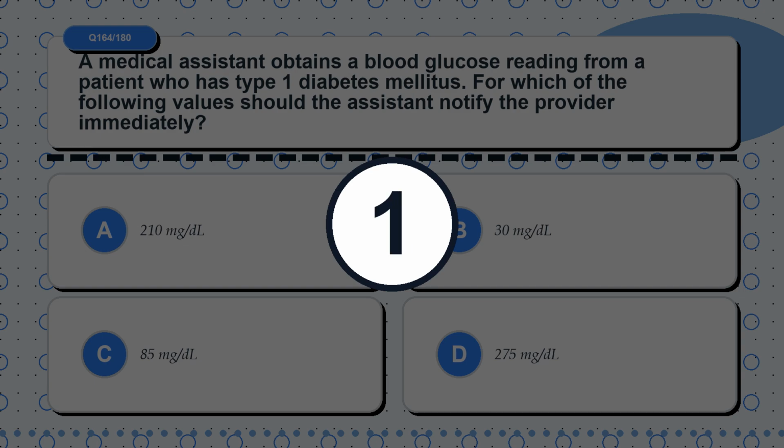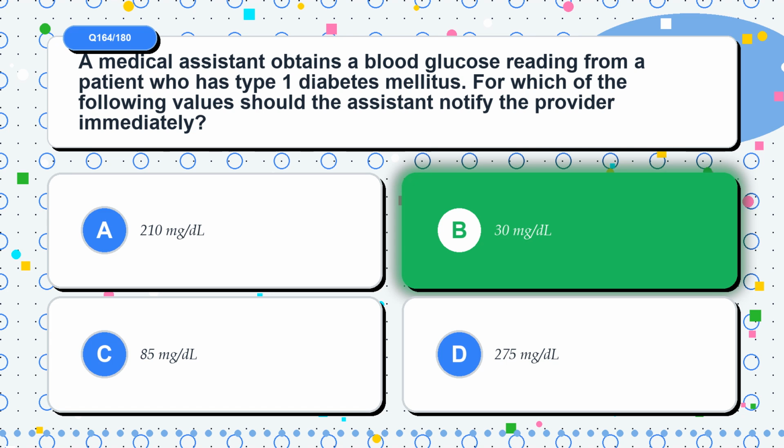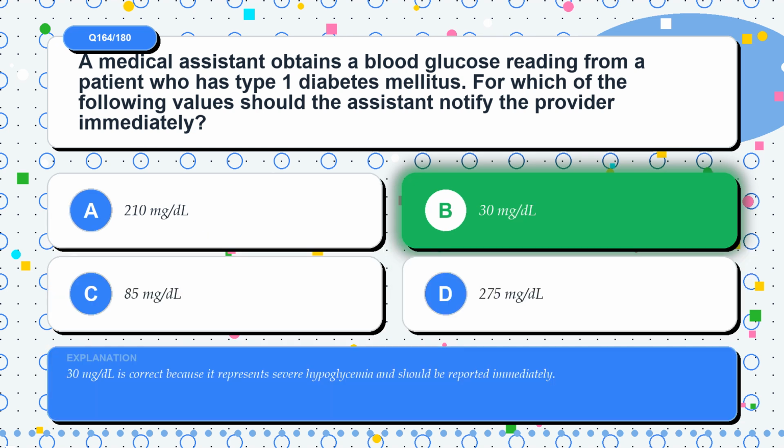The correct answer is option B, 30 mg/dL. 30 mg/dL is correct because it represents severe hypoglycemia and should be reported immediately.